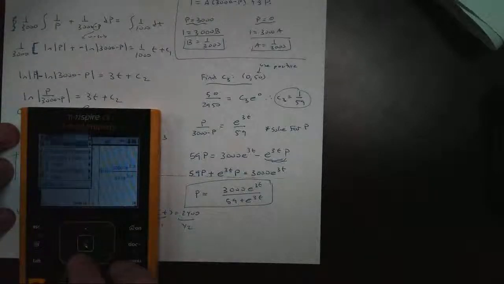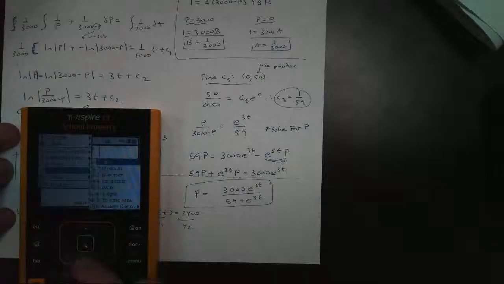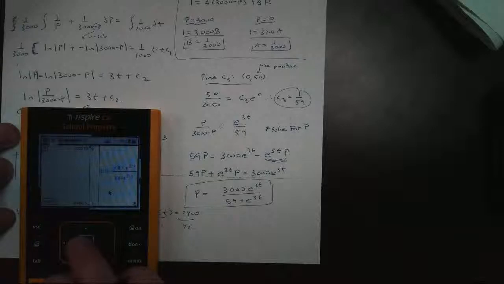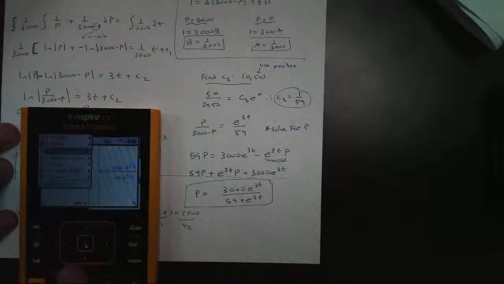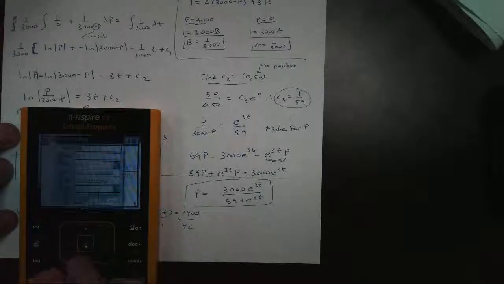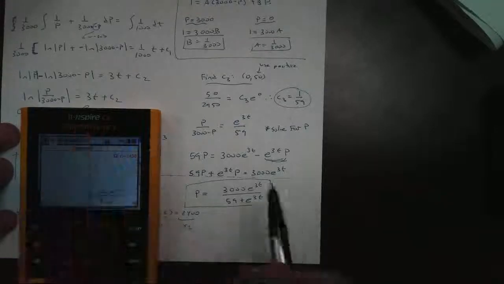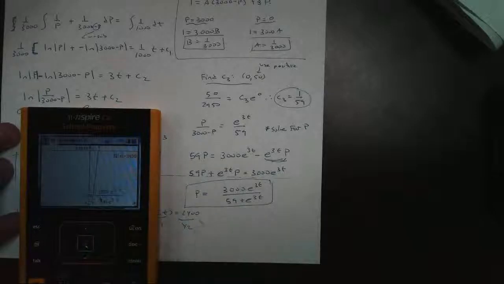Let's see if this will work without having to change my domain here. Analyze graph, intersection, enter. I guess I have to change my domain. So escape. That's fine. Edit window, window. Okay, so take a look at my Y-min. I might go 0. Enter. There it is. So unfortunately I do have to change my window a little bit.